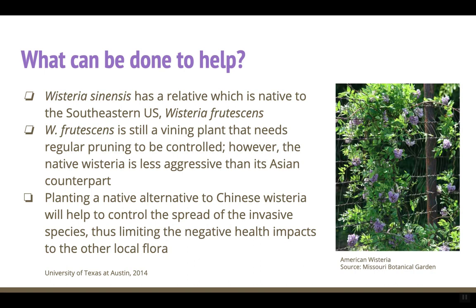Therefore, the best alternative to Chinese wisteria may be to choose another plant entirely that does not have the same harmful effects on neighboring plants. Planting a native alternative to Chinese wisteria will help control the spread of the invasive species, thus limiting the negative health impacts on the other local flora.